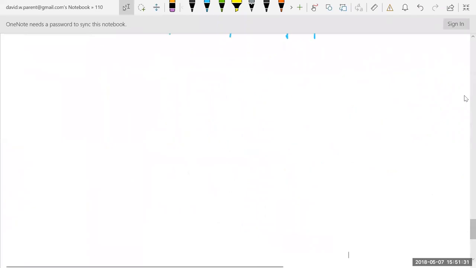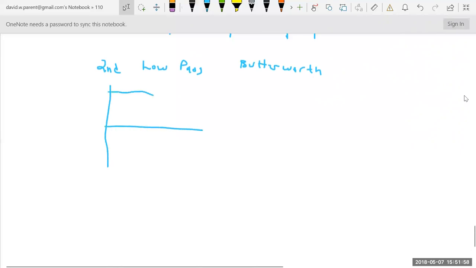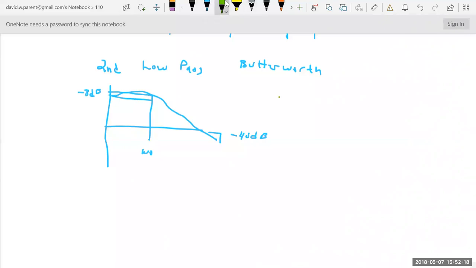So, let's say I have designed my, I'm just going to use an example of a second order low pass Butterworth. Minus 40 dB per decade. Omega naught. Minus 3 dB. Now I'm just going to redraw this a little bit. Notice this, no peak, right?